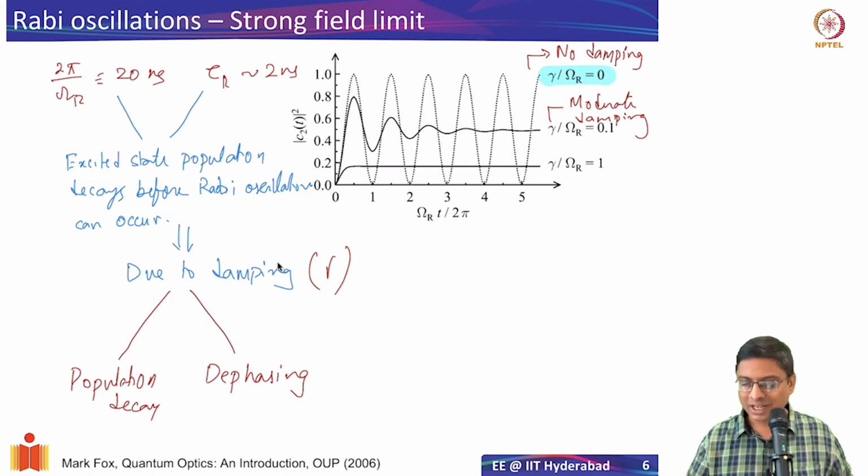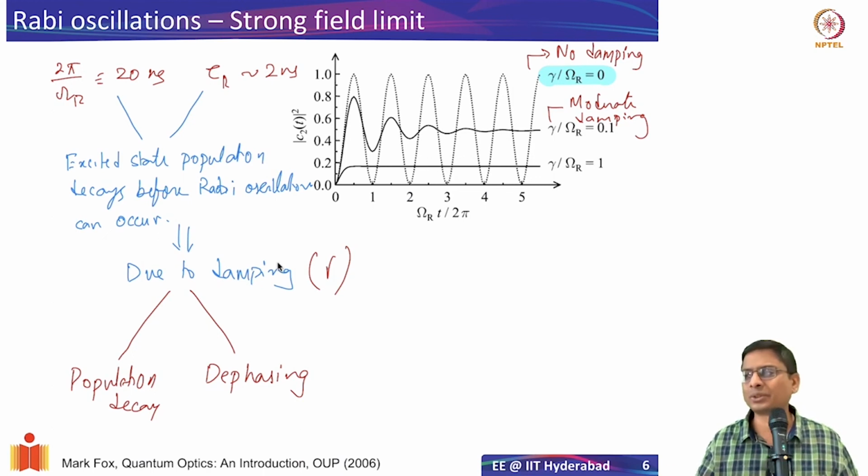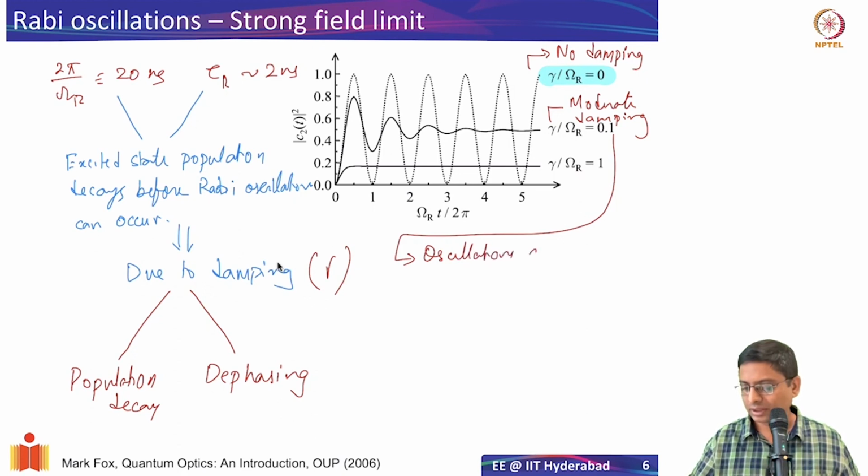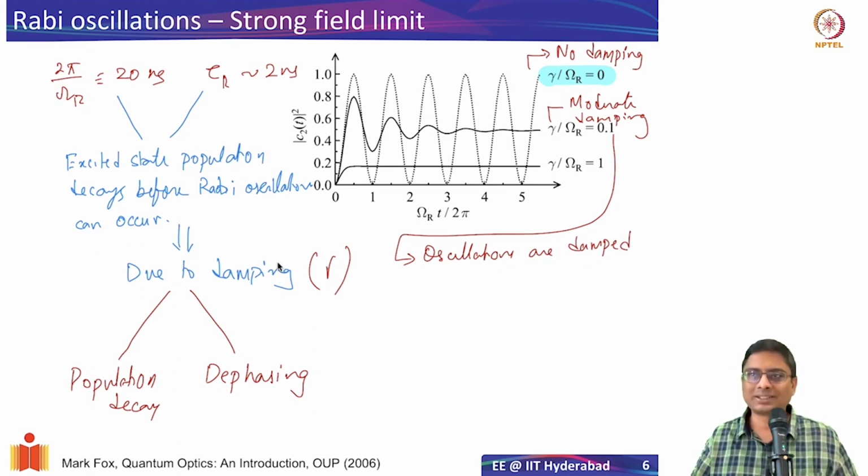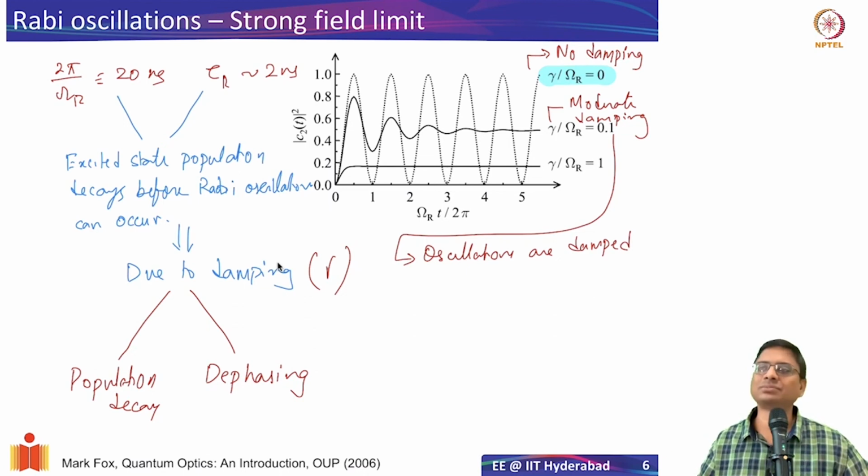So what happens is, if you have moderate damping, there is basically some amount of oscillations observed. In this case of moderate damping, the oscillations are damped. And if I go to even more damping, let's say the damping rate gamma is equal to the Rabi frequency, then I'll see that there are no oscillations at all. The excited state will have some small probability.